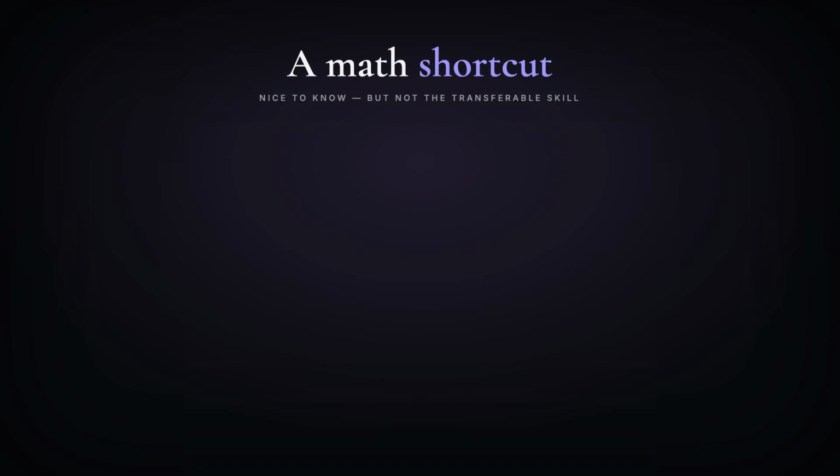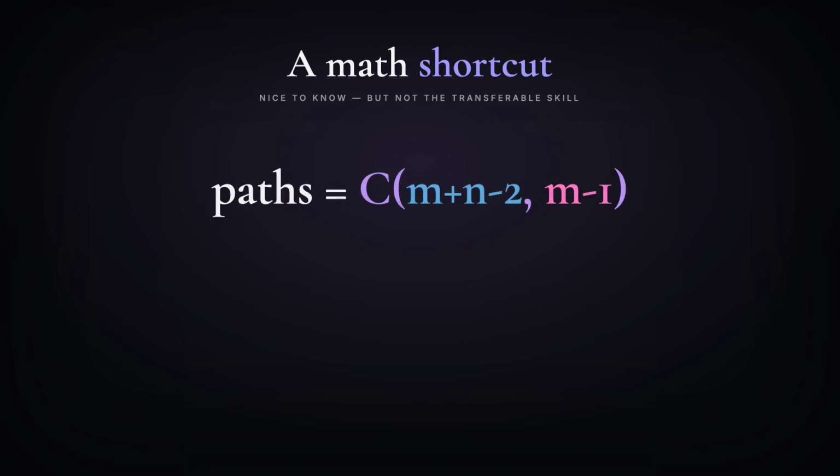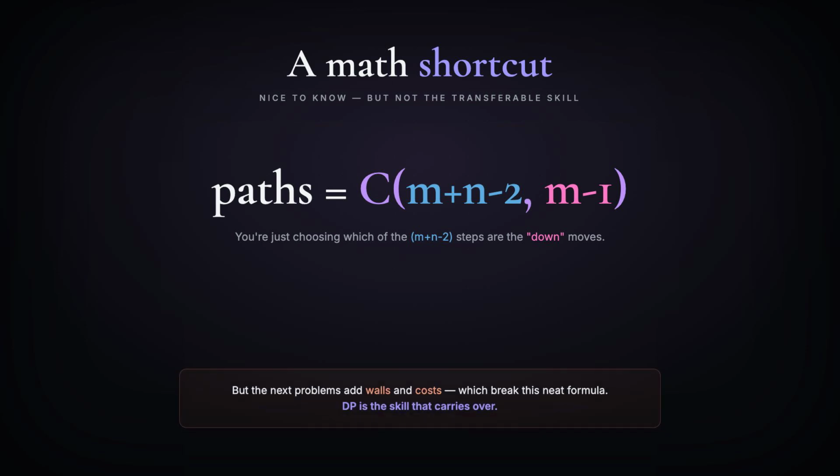One quick aside: there's a pure math shortcut. The answer equals m plus n minus 2 choose m minus 1. You're just picking which of your steps are the down moves. Nice to know. But the dynamic programming method is the transferable skill, because the very next problems add walls and costs that break this neat formula.